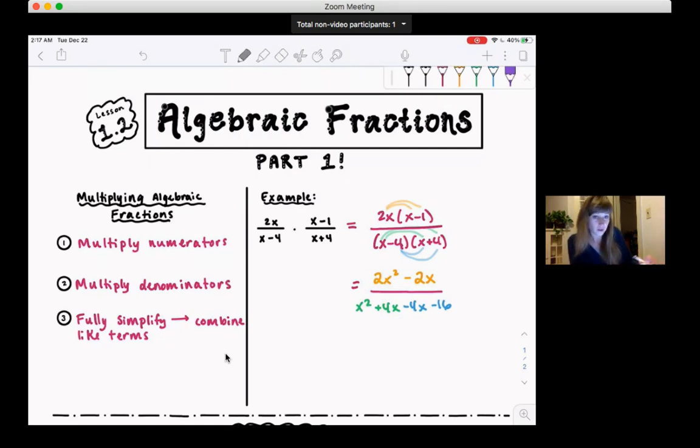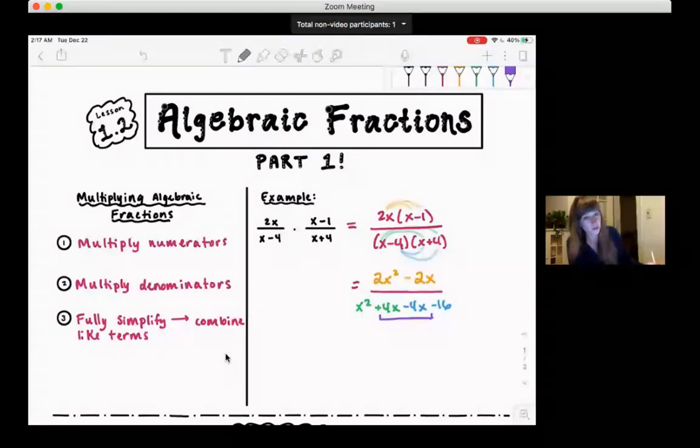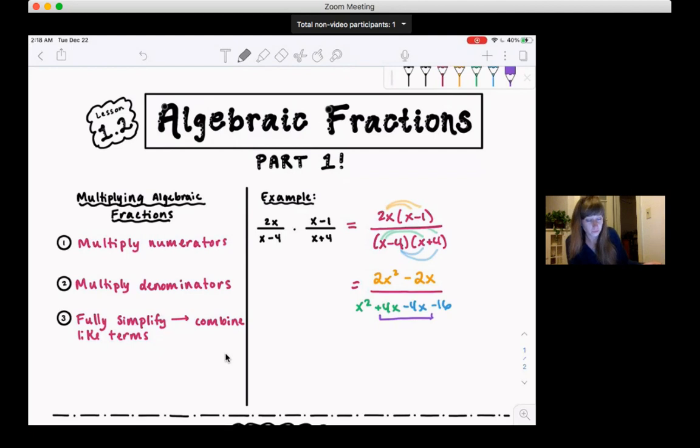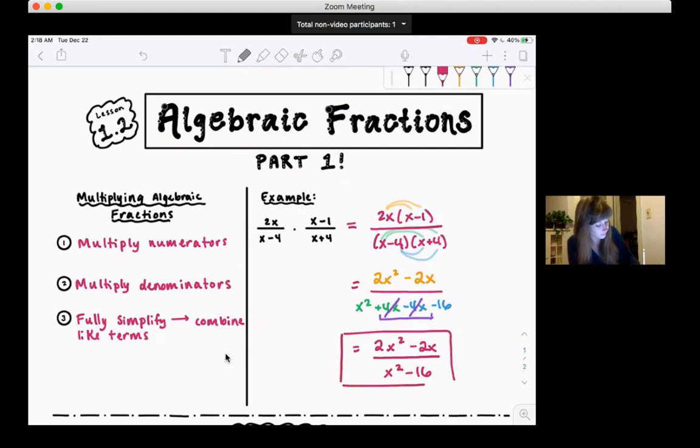So the numerator, all like terms are already combined in the numerator. In the denominator, we just have one set of like terms. It's the positive 4x and the minus 4x. And those actually add to 0. 4x minus 4x is 0, so those are going to cancel out. And we're left with 2x squared minus 2x all over x squared minus 16. And that is our final answer. All right, so we're just going to do two more examples of that.